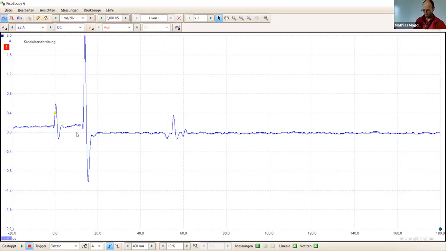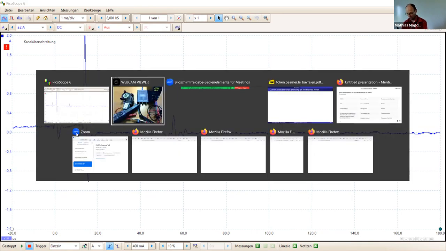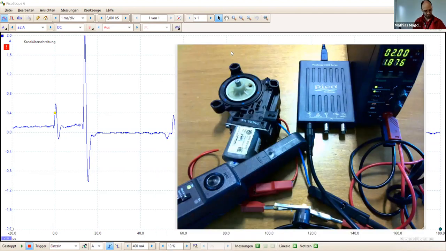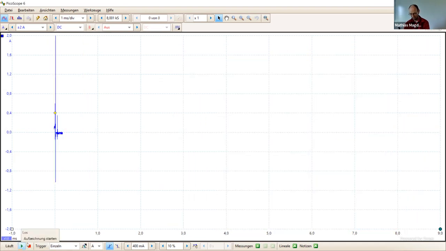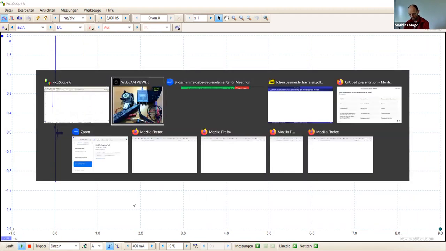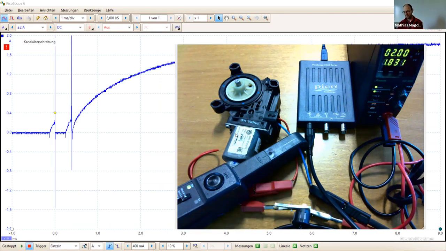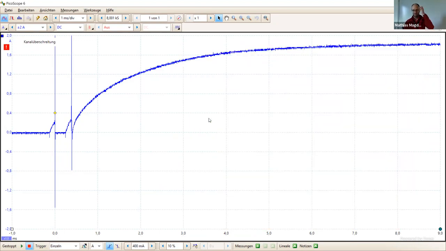Let's maybe go into the milliseconds range, something like this. So I will switch off the motor once again. And restart the measurement. And switch it on once again. Ah, and now we can see a nice curve. So this is exactly what you would expect when switching on such a resistive and inductive load, a resistance and some inductor in series.